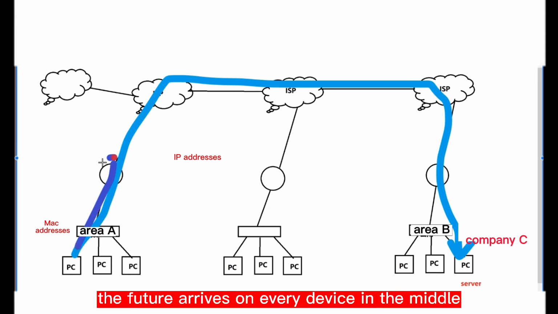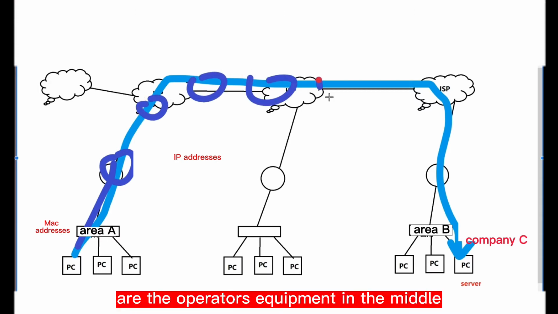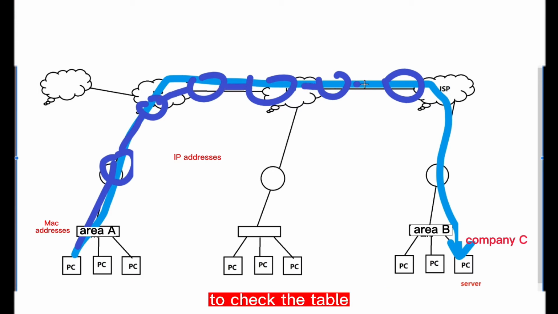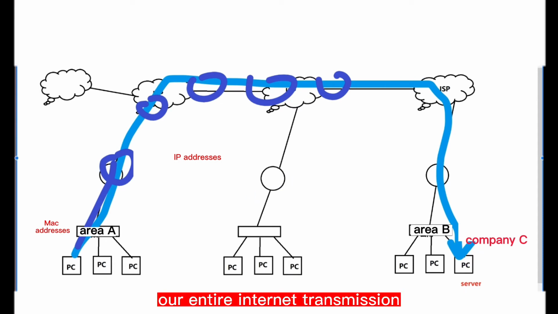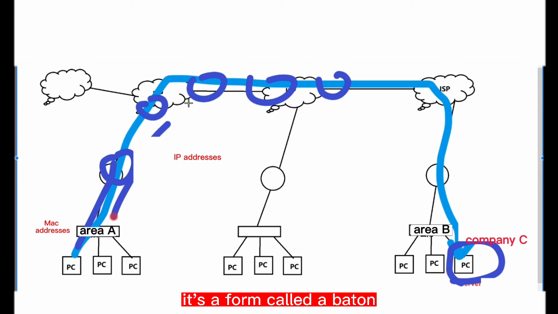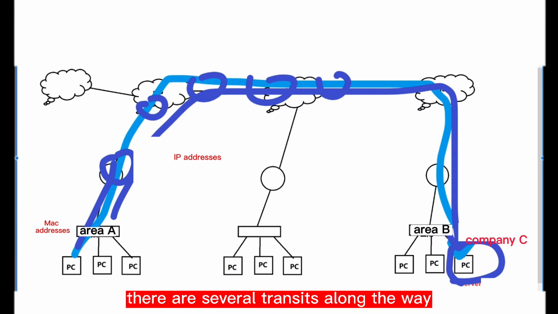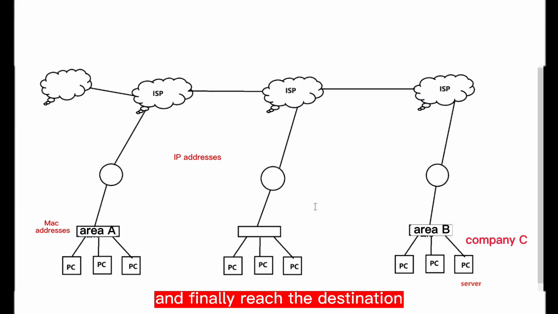The data arrives on every device in the middle. Note that these are the operator's equipment in the middle. We only need to go through the equipment to check the table. Then locate the next device. Our entire internet transmission is a form called a baton. One device to another device. There are several transits along the way. And finally reach the destination. We call it a baton transfer form. Then the baton relies on routing. Relays that come and go. To complete data forwarding. This is a concept we will learn in the future.